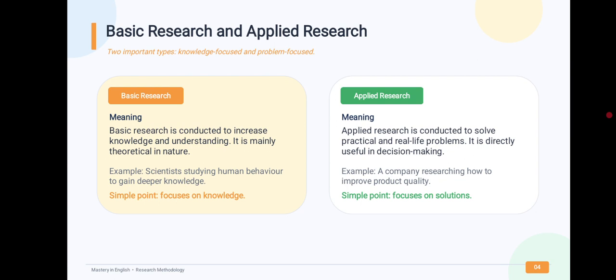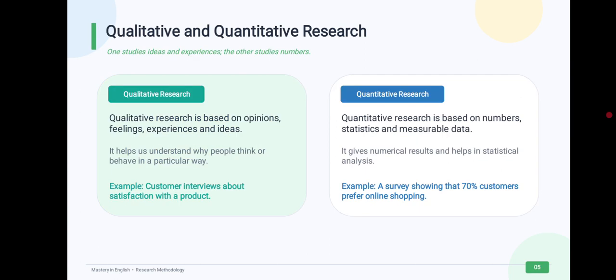But if we talk about applied research, in which we basically focus on solving problems, it is practical and we get the immediate solution, and we can use applied research in the immediate situation. Next, we have qualitative and quantitative research. So, students, now let us understand another important classification of research, that is qualitative and quantitative research.